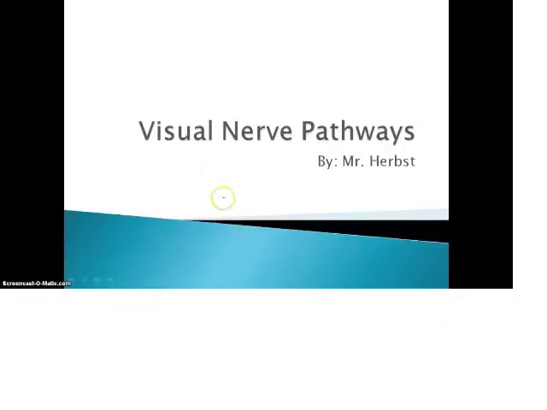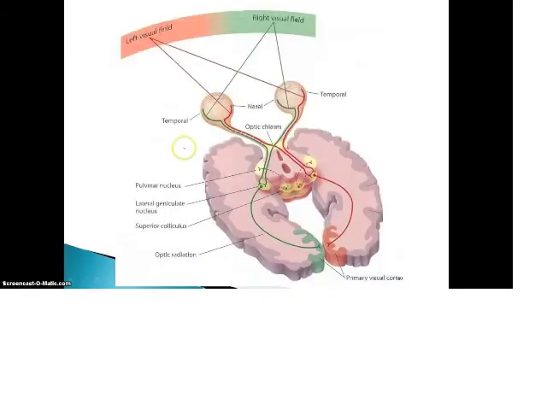Hi everyone, this is Mr. Herbst here, and today's focus is going to be on visual nerve pathways of light and images through the eye and brain. Now, that's a little bit confusing, but think of it like this. You have stuff that you see, and it has to be handled by your brain.